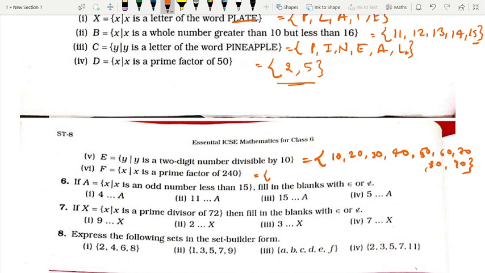X is a prime factor of 240. Prime factor of 240. So you can see 2 can divide, 3 can divide, and 5 also can divide. No other prime number is dividing 240. Okay. Now x is an odd number less than 15. Just write down belongs to or doesn't belong to.